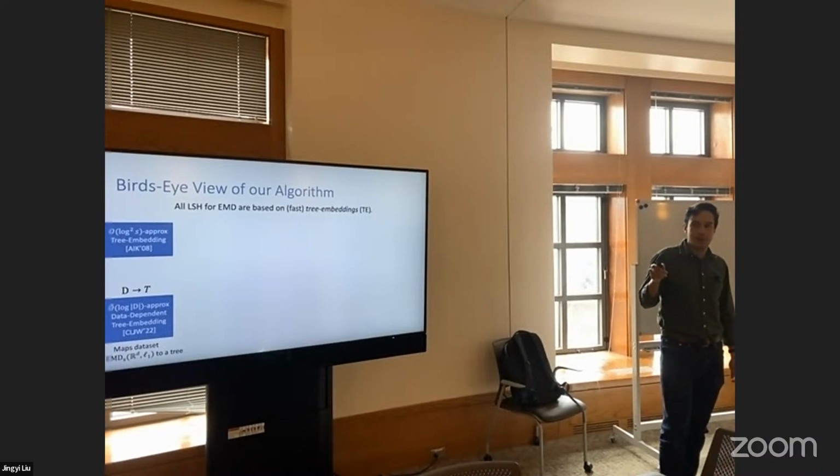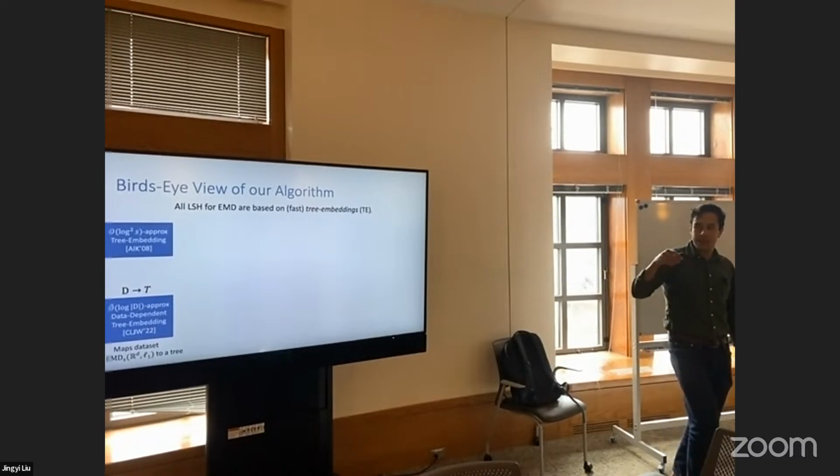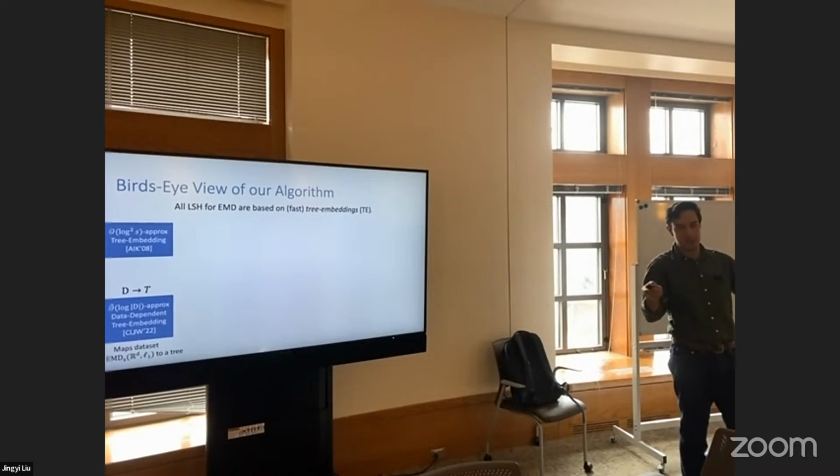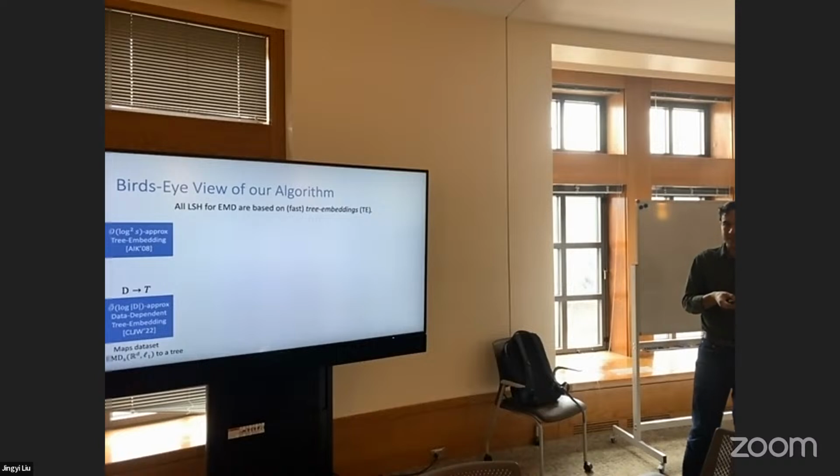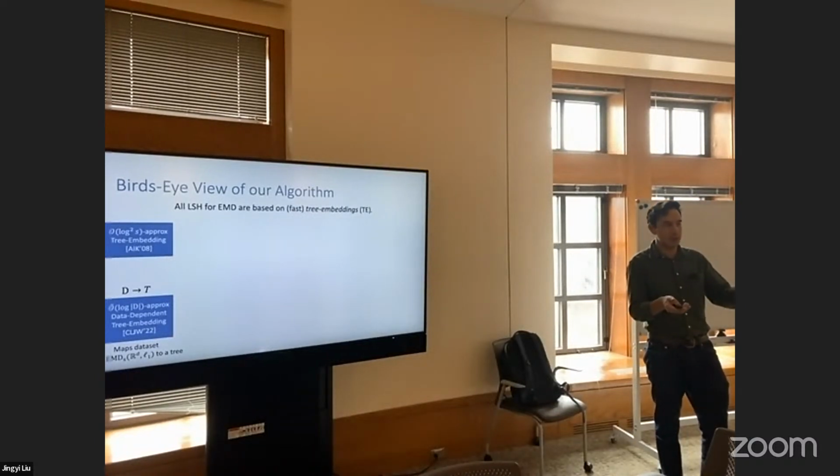We were able to show an improvement in the approximation of so-called tree embeddings to log of the size of the data set. So we gave a data-dependent tree embedding. It doesn't embed all of the space into a tree. It just embeds a fixed data set. And the approximation is log of the size of the data set. So this is our starting point.